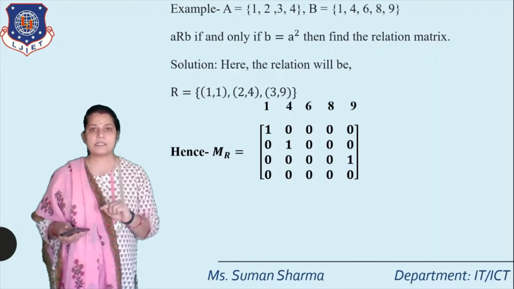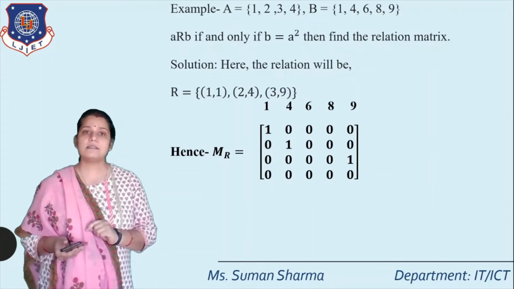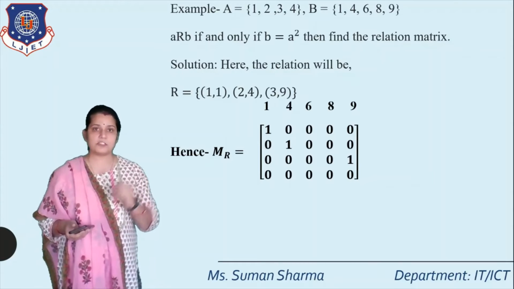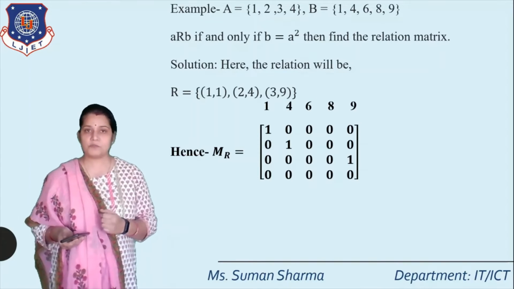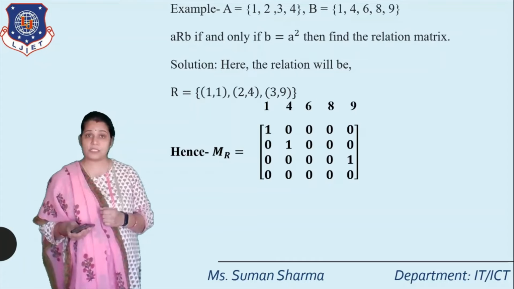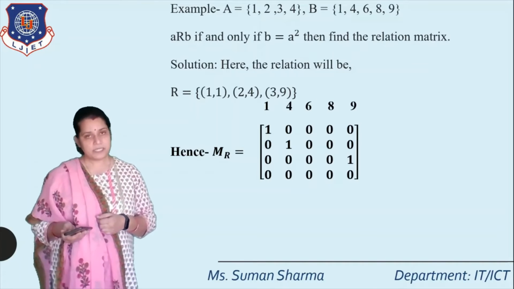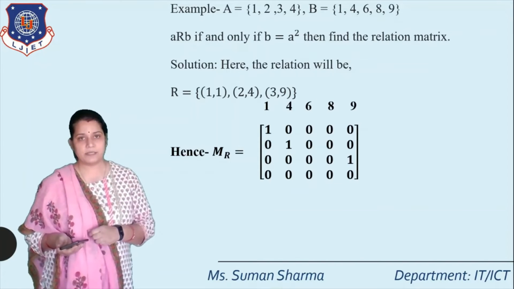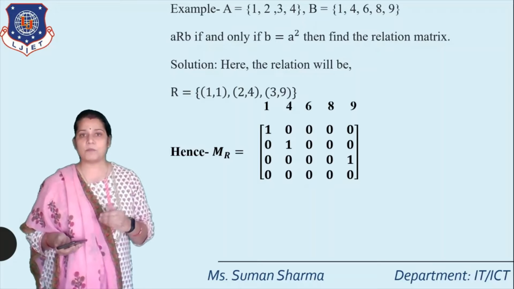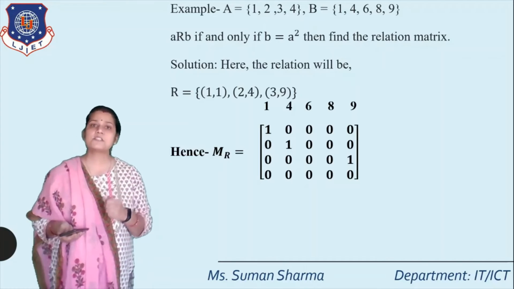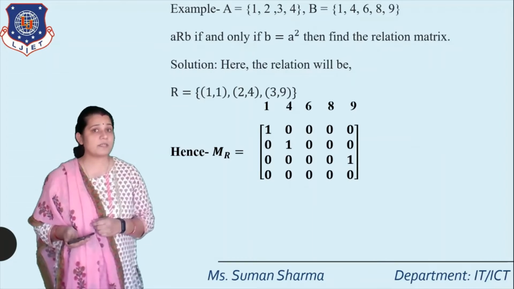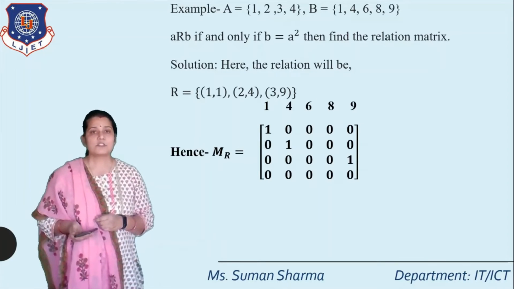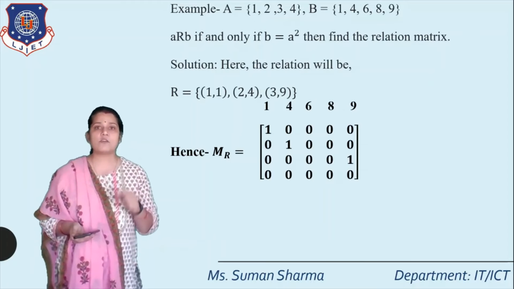Okay. Next we consider the number 2 according to your set A. So 2 square, that means 4. So b is equal to 4. So 4 is present in your set B. Yes, it is present in your set B. So what is the relation? 2, 4. Next, a is equal to 3. So 3 square is equal to what? 9. So your pair is 3, 9.